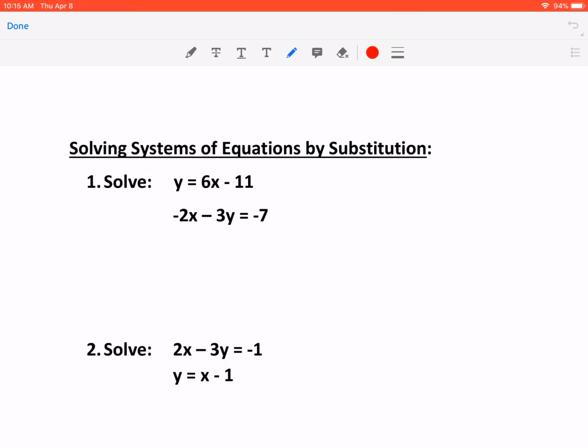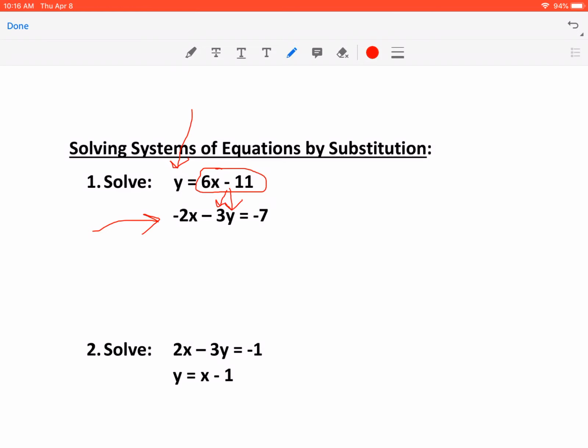Okay, so substitution is mainly used when one of these equations is in standard form and the other one already has a variable all by itself. In other words, this one has the letter y all by itself. This other one is in standard form. So all we need to do is take what y is equal to, which in this case is 6x minus 11, and substitute it for this y right here. Now keep in mind, this y also has a negative 3 in front of it. So we're going to have to multiply 6x minus 11 by that minus 3. So we're going to have to use distributive property.